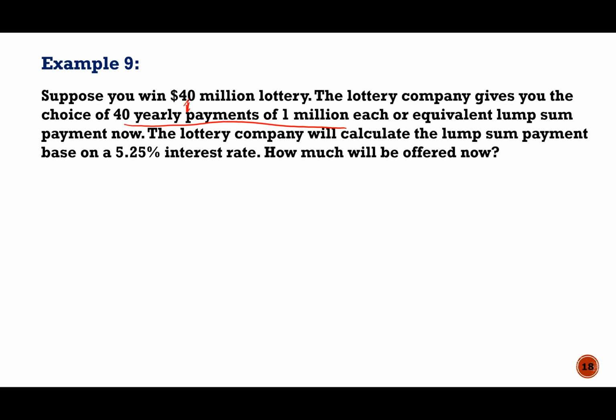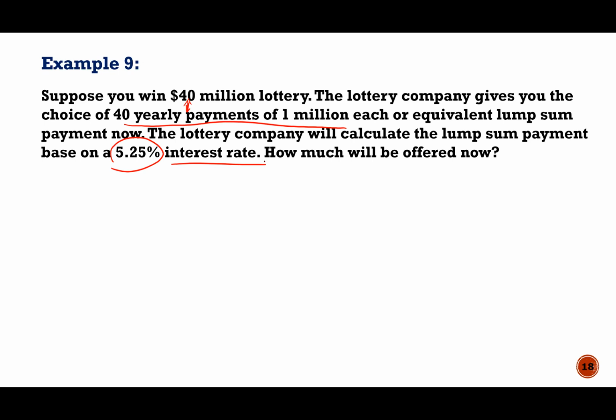Okay. So the lottery company is giving you the option of 40 million, but over 40 years. This is one option, the first option. The second option is you get the equivalent lump sum payment right now, meaning you get a one-time payment right now. They pay out everything to you, and the lottery company will calculate the lump sum payment based on a 5.25% interest rate. Okay, how much will be offered now?